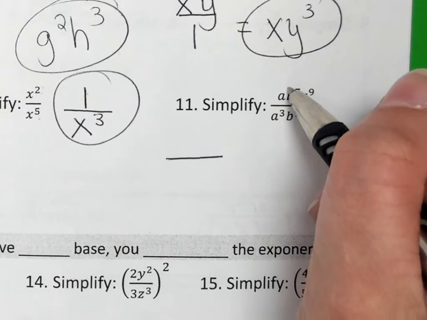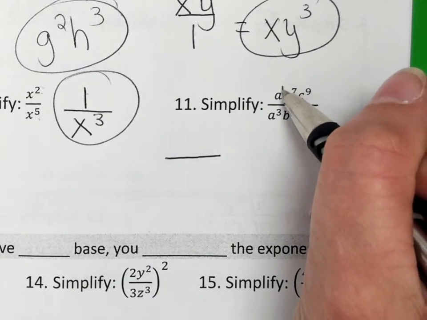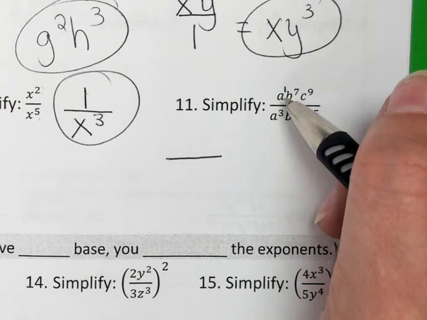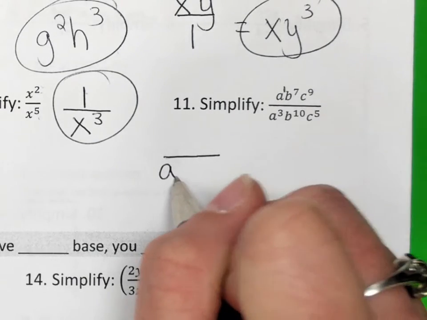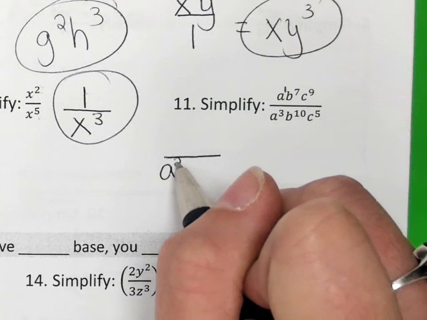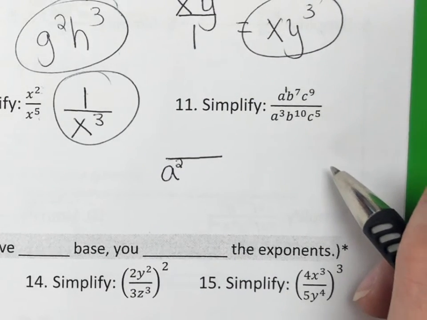All right. What's with the A right here? What number? 1. All right, do it so it's positive. You ready? Which one's bigger, 1 or 3? 3. So I'm going to go on the bottom. All right, what's 3 minus 1? 2. Do it so it's positive.